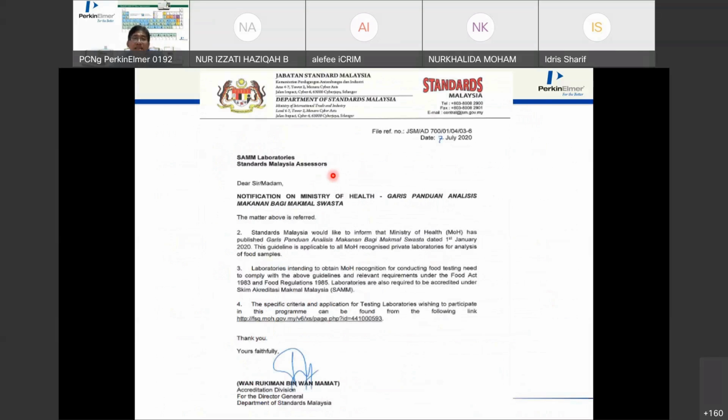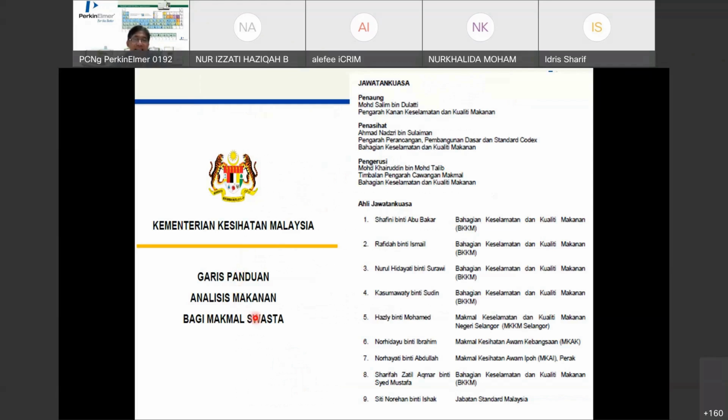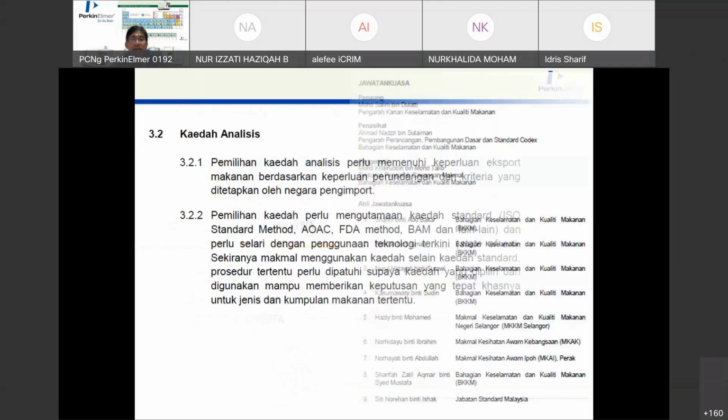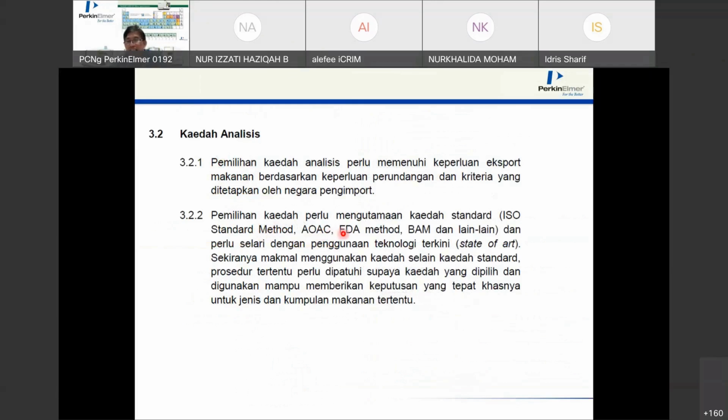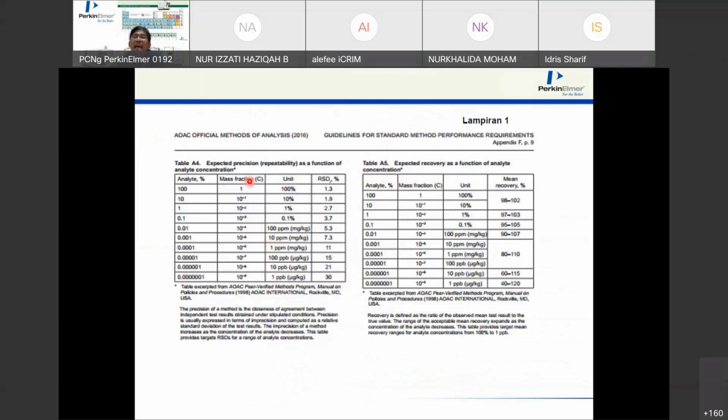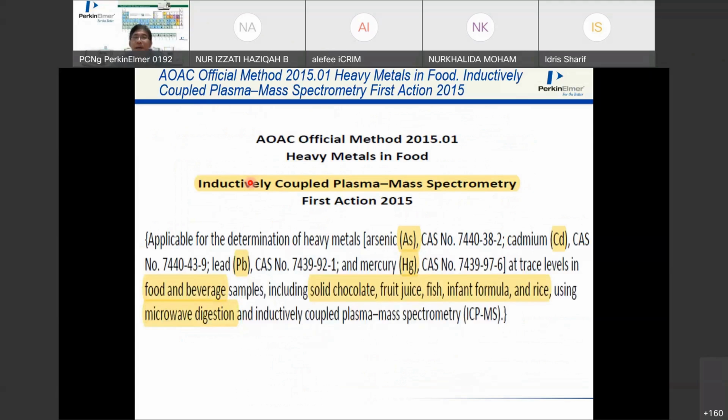Okay, now in Malaysia, DSM issued a letter to all the SAMM labs to do the food safety sample. Garis panduan analisa makanan untuk makmal swasta. This is by the MOH guideline. You can use any method, AOAC, FDA, and this ISO method to do food, but it must be an accredited method. And the appendix is listed as AOAC method. So I would say that now everything must follow AOAC method, so now we move into AOAC method.